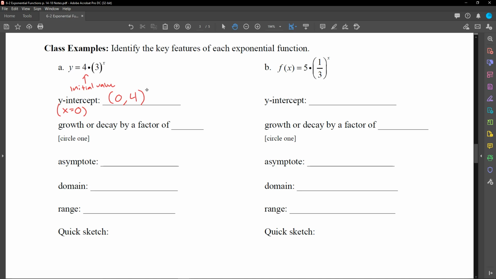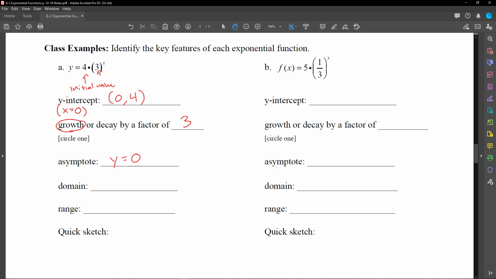We can determine whether this is growth or decay by looking at the exponential base. Here we have a b value of 3, and that's greater than 1, so we know that this is exponential growth. The asymptote, what y value is this going to approach as x either increases or decreases? Well, in this case, as x decreases, the function is going to get really close to y equals 0.